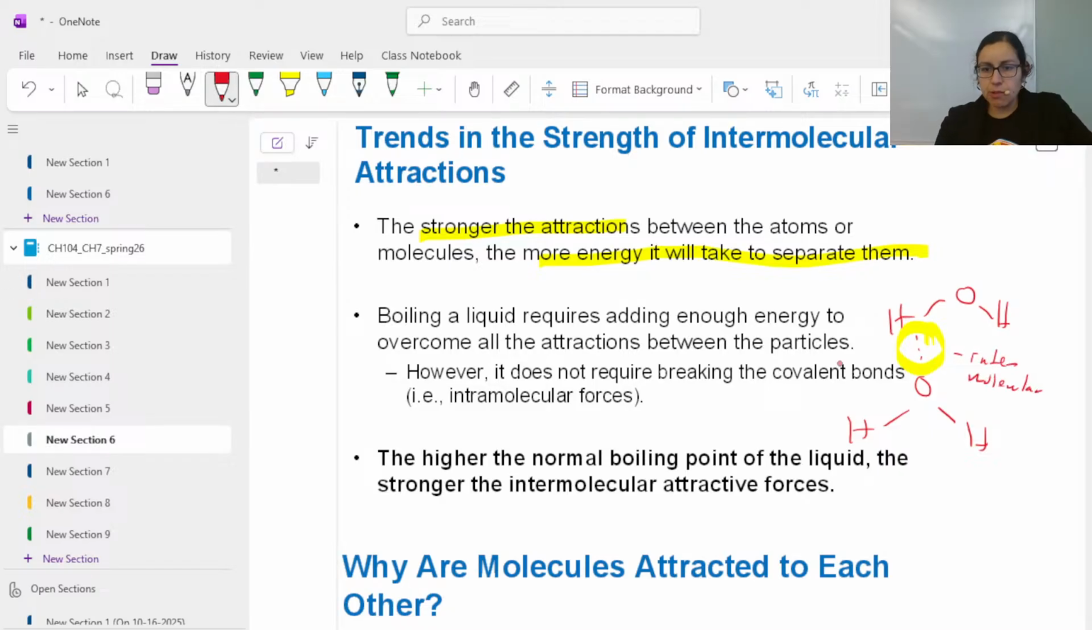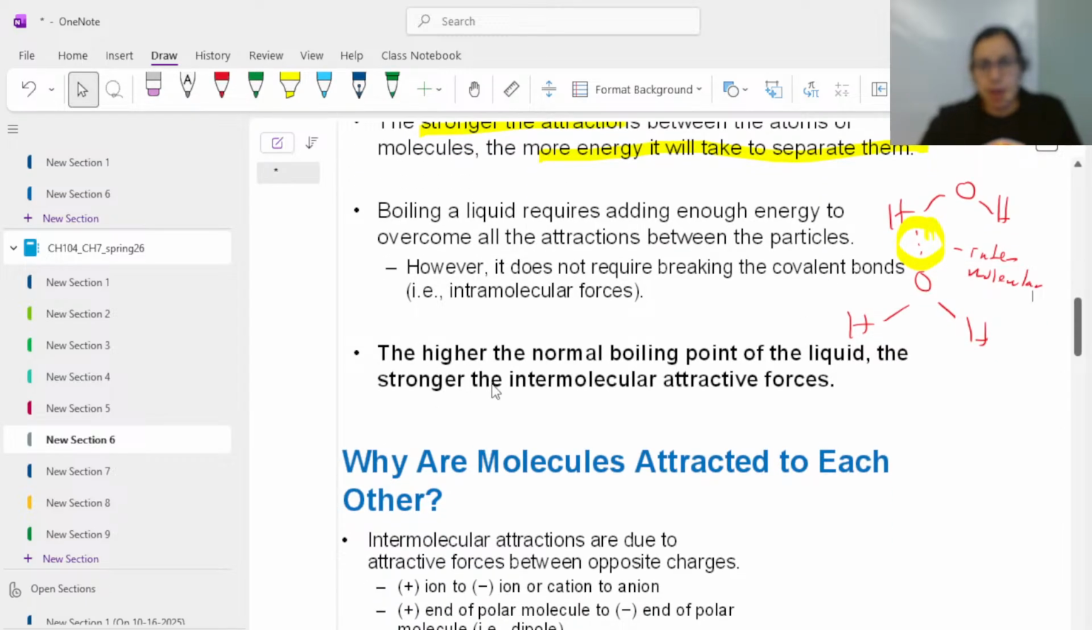And so that's what we're disrupting, right? We're not breaking covalent bonds. That would be an intramolecular force. So it's important to make the distinction. I will say that I have seen OChem students confuse the distinction. That's fine, you're 100 level, so good. It's a good place to be, and you're learning this now. And again, the higher the boiling point, the stronger the intermolecular forces.